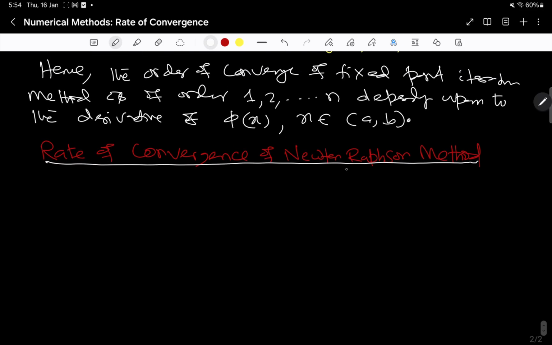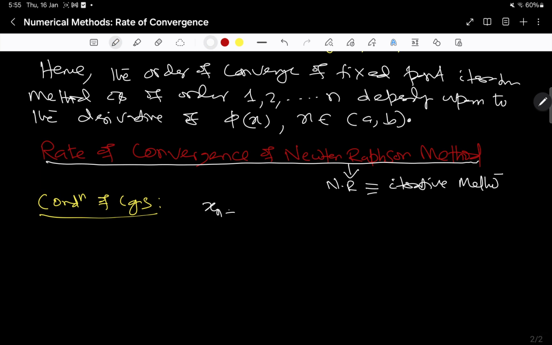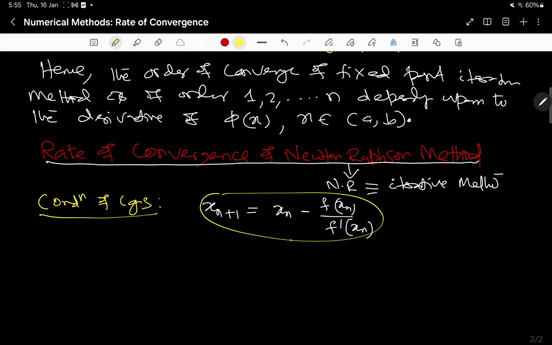Newton-Raphson method is also an iterative method, is it not? So the NR method is also an iterative method. So in view of your fixed point iteration method, what is the condition of convergence here? You know the formula is x n plus 1 is equal to x n minus f of x n divided by f dash x n. So now, in view of the iteration method, here x is equal to phi x. So what is my phi x now? My phi x is equal to x minus f x by f dash x.